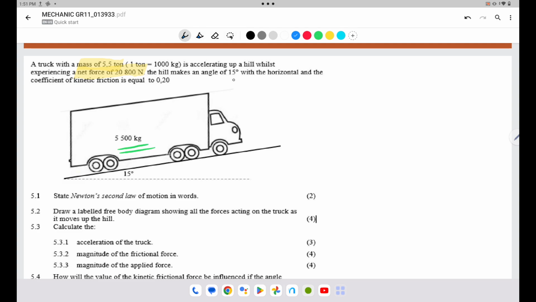And then we were also given net force. This is F net. So F net is equal to 20,800 Newton. We are also given mu K. We were being told that mu K is 0.2. So we can clearly calculate the kinetic frictional force. And then the first question says, state Newton's second law of motion in words. That I have already done in the 3 previous videos.